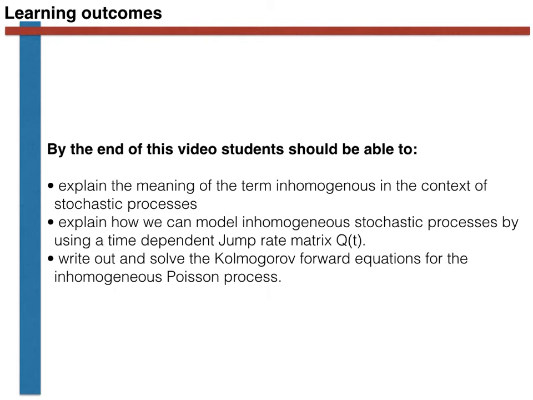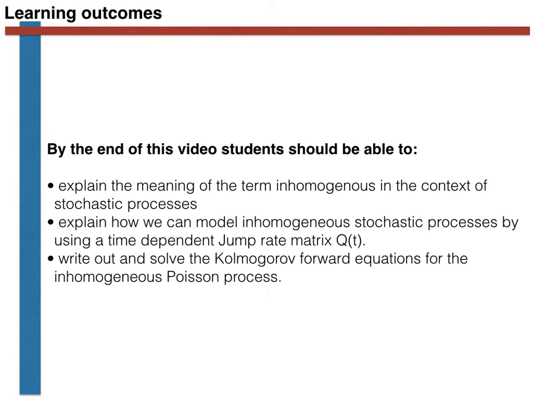You should be able to explain how we could model inhomogeneous stochastic processes by using a time-dependent jump rate matrix Q of t, and you should be able to write out and solve the Kolmogorov forward equations for the inhomogeneous Poisson process.